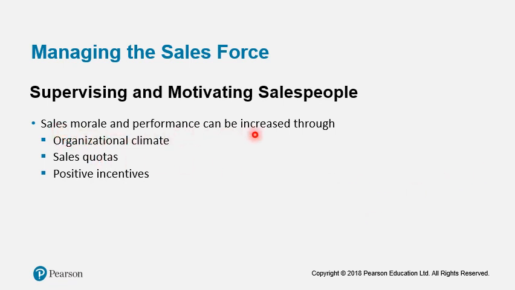So sales morale and performance can be increased through organizational climate. If you have a positive kind of work culture, a very supportive top management, then perhaps they can increase the morale of the salesperson. Or it can also be done through the sales quota. That means you set a quota, let's say you must sell 6 units or 10 units of the product for the more expensive one, but for the cheaper one it could be, let's say, at least 100 units a month. And also give positive incentives, which is rewarding the sales force.